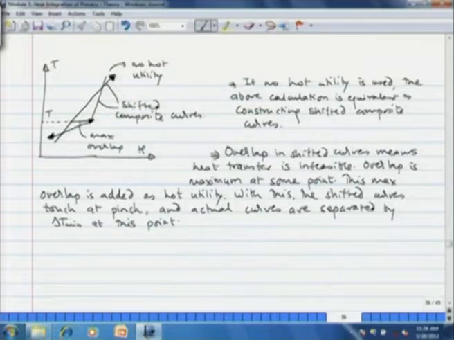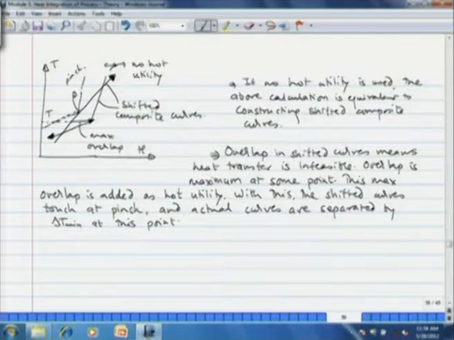So when these curves shift horizontally, they touch each other at this point. The whole situation becomes like this. The curves touch each other. This is a parallel line, and this is another parallel line. So this is the pinch when you add the hot utility.